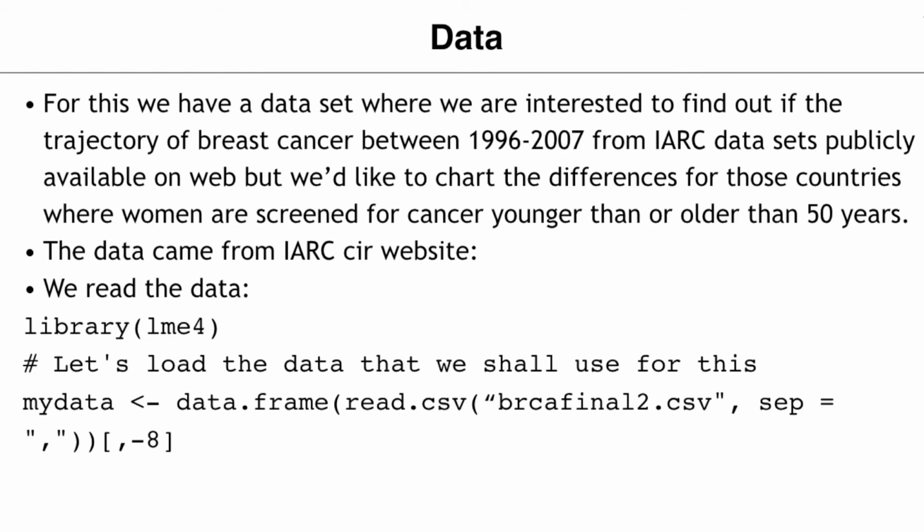The first thing that we do is we have to read the data. The data set is called brca final2.csv, and it is loaded in the folder in which this tutorial occurs. So you should be able to find it in that folder. And we have decided to remove the 8th column from the data set. We found that for the year 1999, there was not much data available, so we decided to remove it from there.